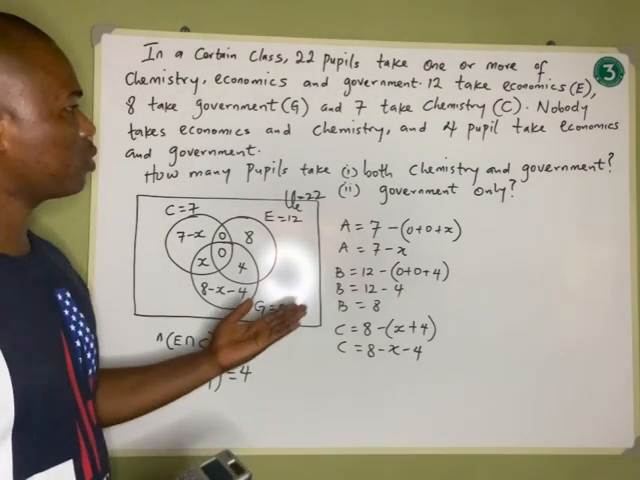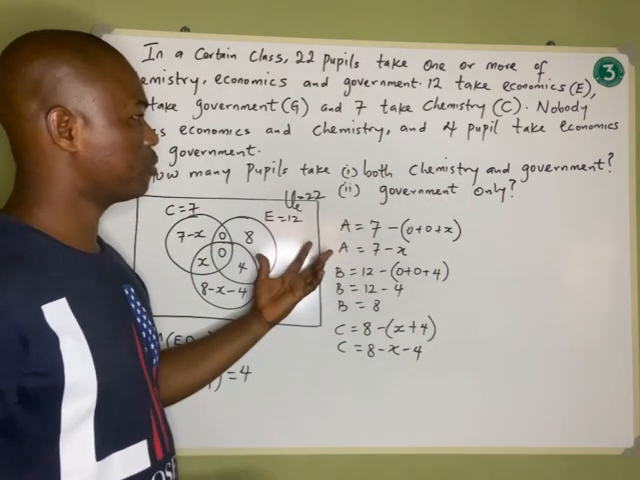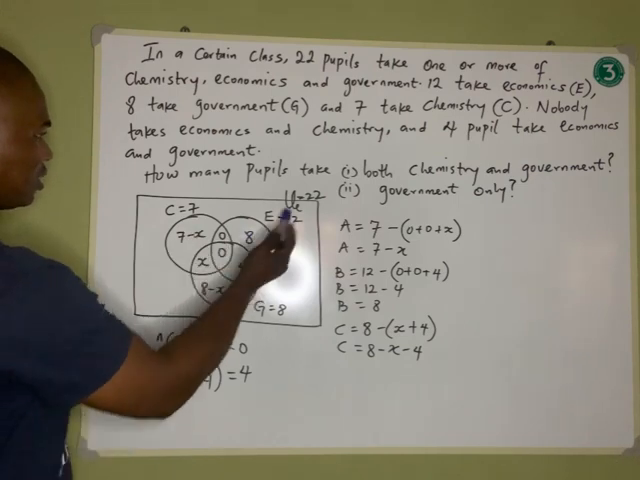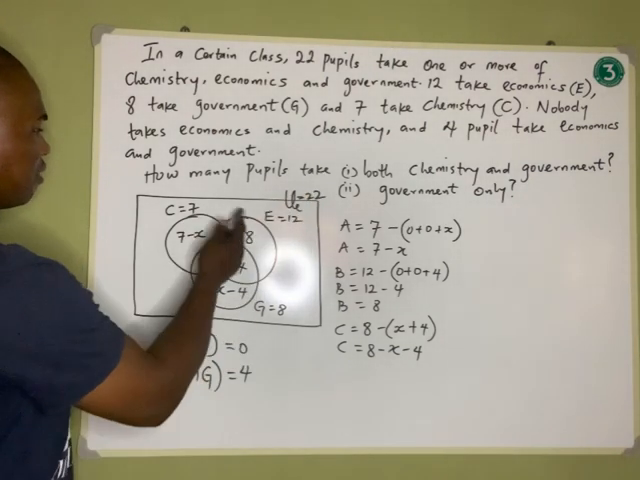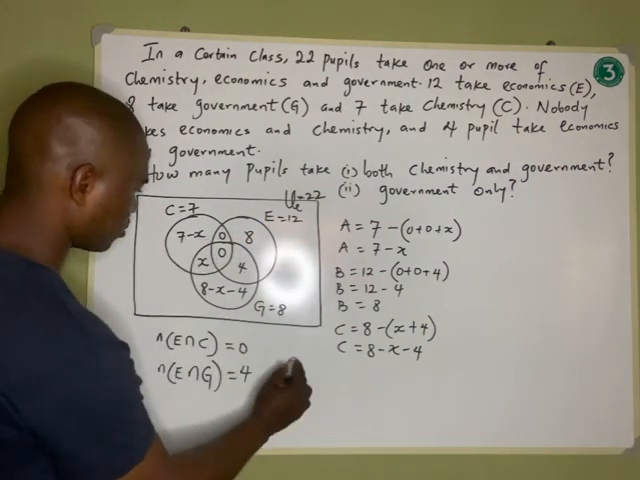Cannot solve for x. That is when we are going to know the number of people that take both chemistry and government, and the number of people that takes government only. Now let's solve that. Now we need to add everything together and equate it to what? 22. Let's add everything together and equate it to 22. Now we're going to have a very long equation. We have, let's start with 7.